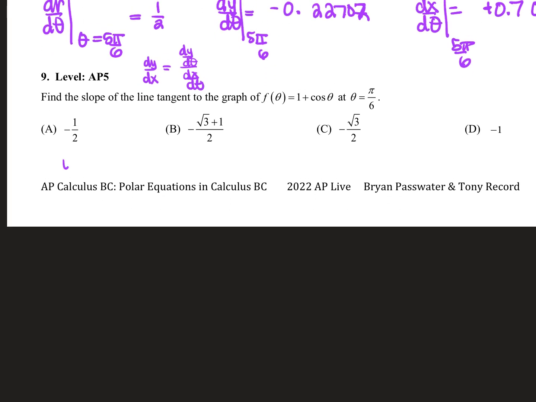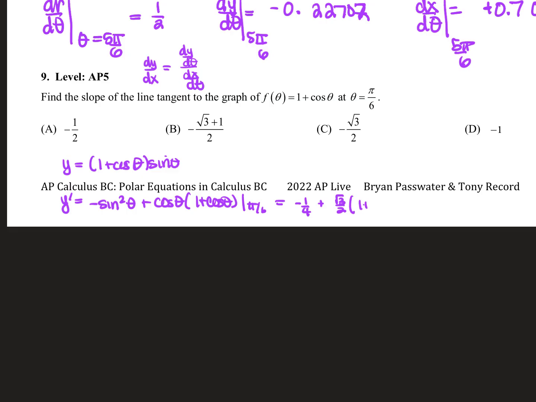So for this equation, y is equal to (1 plus cosine theta) times sine theta. So y prime, derivative of the first one would be minus sine theta, copy down the second piece. Derivative of the second piece, copy down the first piece. And this is all at pi over 6. So let's see, sine of pi over 6 is 1/2, so you're going to have negative 1/4. Cosine of pi over 6 is root 3 over 2. 1 plus root 3 over 2. So that's the y prime.